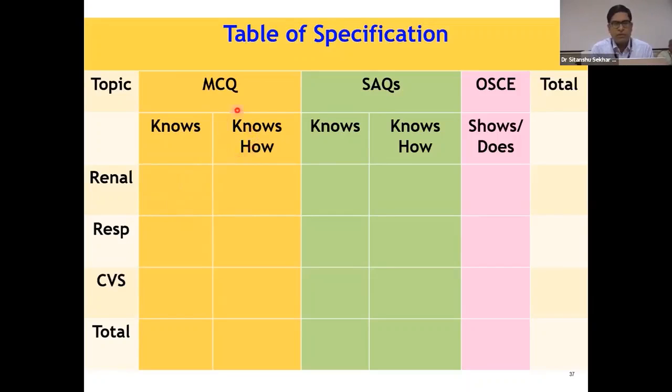Because you remember, if it is more towards this domain, knows how or higher order thinking skill, it takes a lot of time for question paper setting, and our teaching learning should also be aligned like that. We should also give them the real life scenario for teaching in our classes or sessions. So this is how the table looks. So start decoding the table.